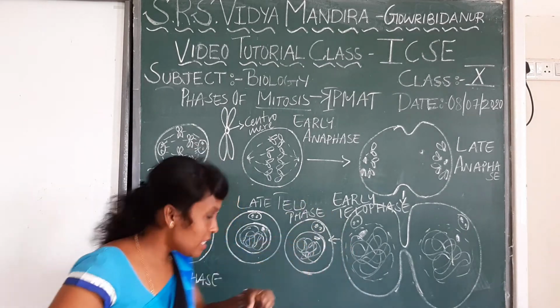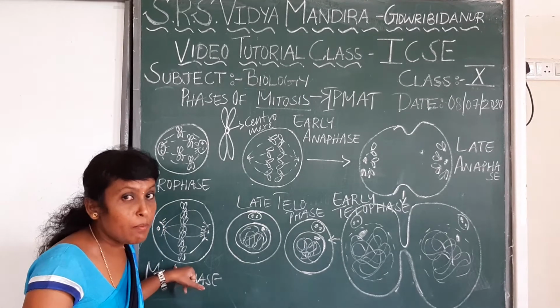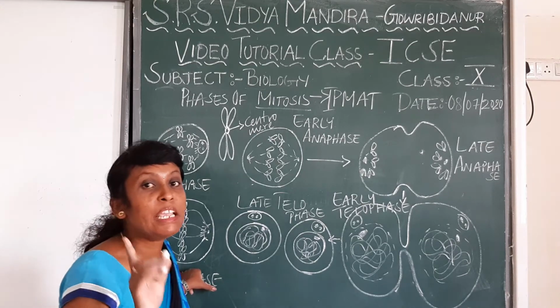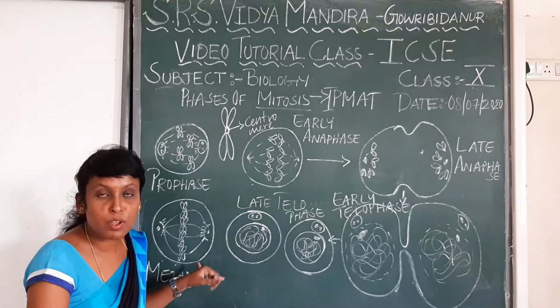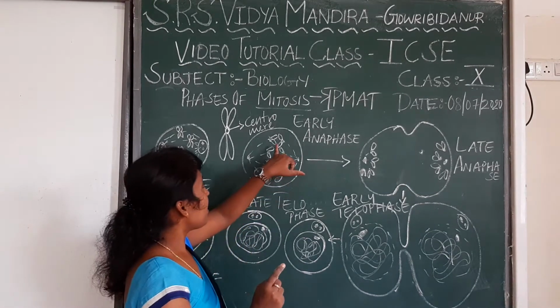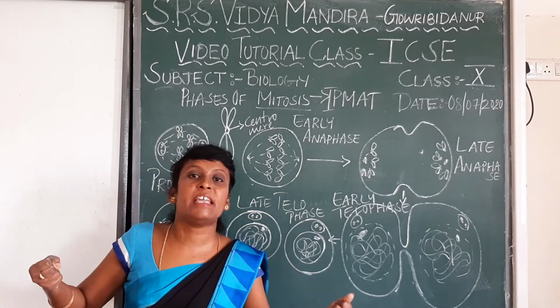So what happens here? Earlier it was 4 chromosomes, right? I have said in my earlier video also, whenever you write the number of chromosomes, it should be even in number. Here we have 4 chromosomes. So in the early anaphase, what happens? 4 chromosomes will be divided into 8 chromatids because the chromosomes will be divided.